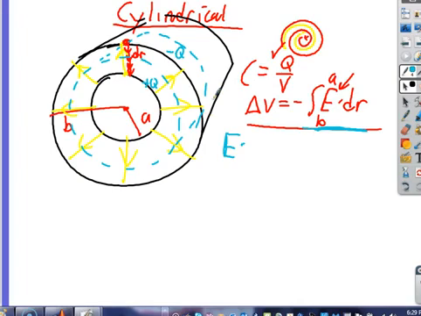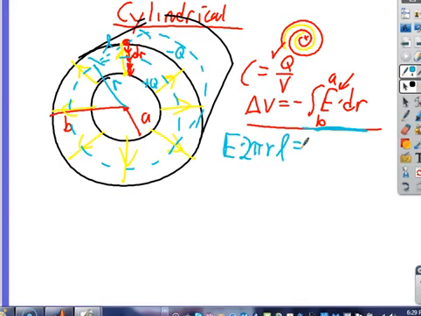And so the area of that is going to be equal to 2 pi RL, where R is that distance and L is however long back I've made my Gaussian surface. And that's going to be equal to the charge enclosed.